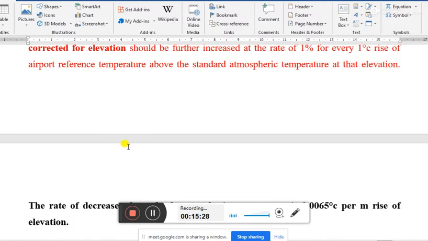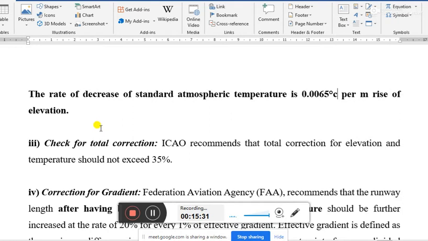Now, after elevation correction and temperature correction, first of all, you have to calculate the total correction, the total percentage increase on the basic runway length. If the total correction of elevation and temperature is less than 35% on basic runway length, obviously we can go for the next correction.